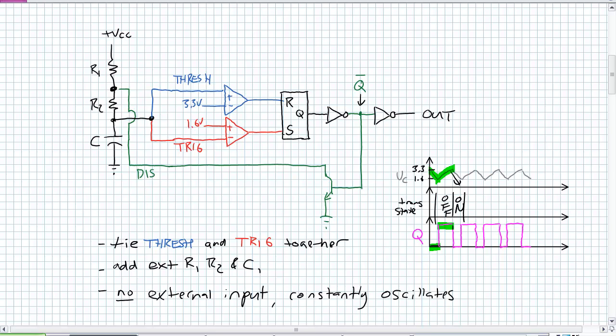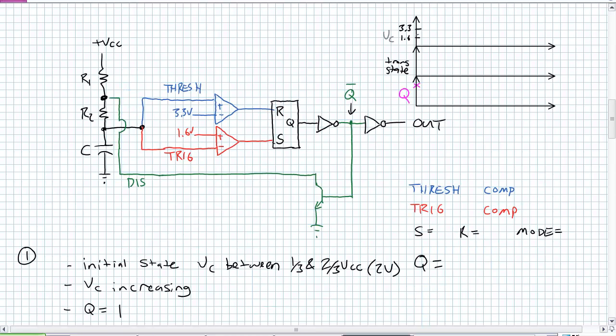Let's go ahead and see if we can put this in some initial conditions and see how it operates. Honestly, you can pick any spot on this timing diagram and say, okay, here's my initial condition, and you will see yourself return to that same initial condition. You'll repeat the cycle over again. As the name implies, you are oscillating. So let's pick an initial condition: our initial state VC, the voltage across the capacitor, is between 1/3 and 2/3 of VCC. Let's just say it's 2 volts, and let's say it's increasing, so it's on the way up.